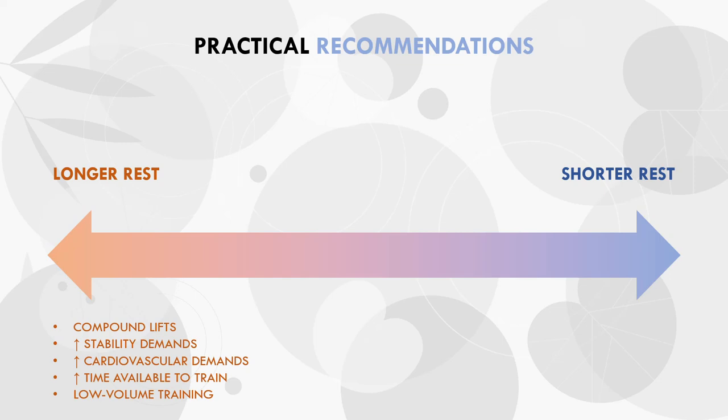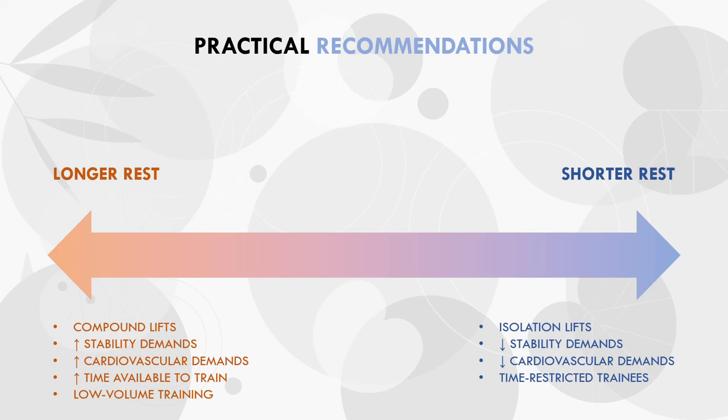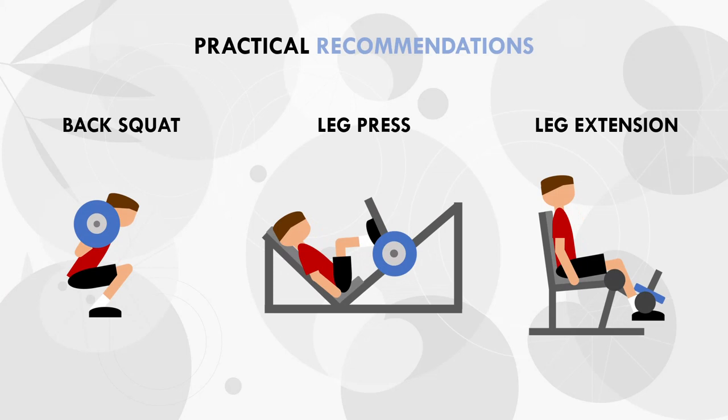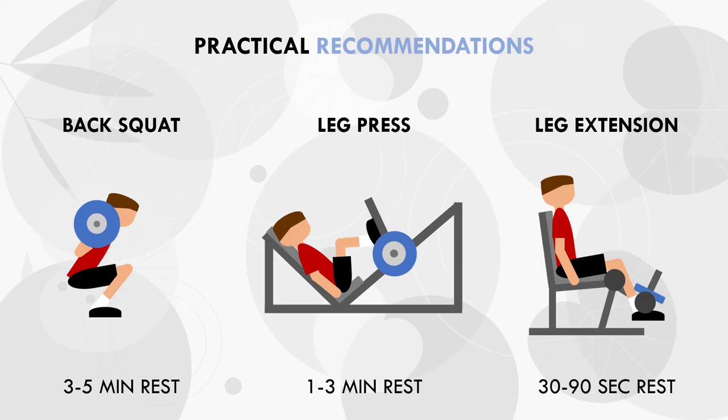On the other side of the spectrum, shorter rest periods are more suitable for isolation lifts with low stability demands and low cardiovascular demands. They are also more suitable for those who may have time restrictions on how long they can spend in the gym each session, and for those who may have a high amount of volume to complete in each session. This will allow trainees to complete their session in a time-efficient manner and may allow more total volume to be performed. As a practical example, we may require longer rest periods for a back squat, slightly shorter for a leg press, and even shorter for a leg extension. We may allow around 3 to 5 minutes rest between sets of squats, 1 to 3 minutes rest for the leg press, and around 30 to 90 seconds rest for the leg extensions.